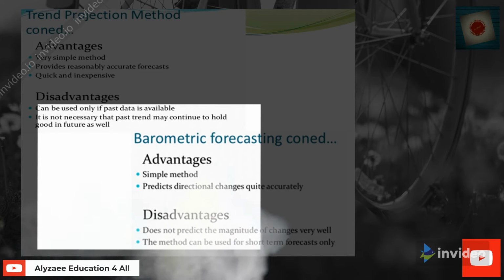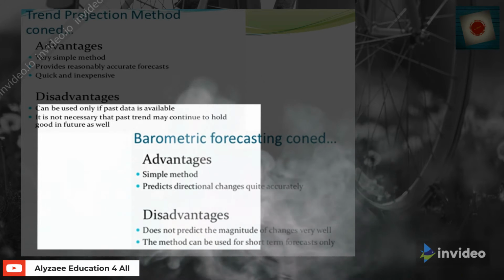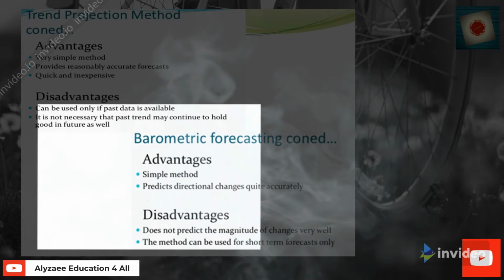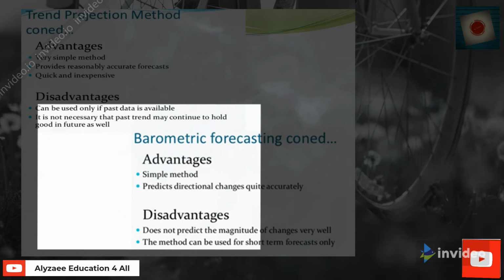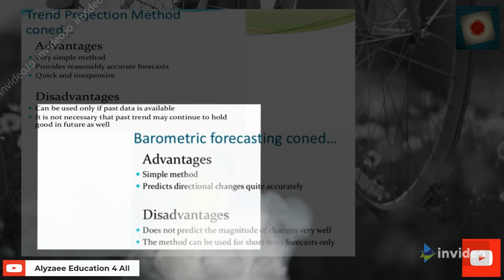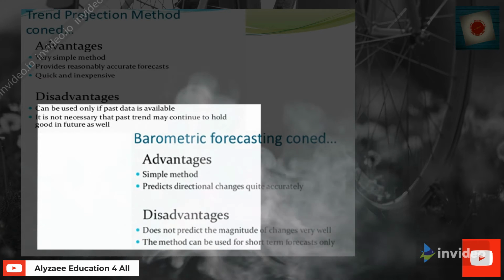Trend projection method, the advantages are: a very simple method, provides reasonably accurate forecast, quick and inexpensive. Disadvantages: can be used only if past data is available. It is not necessary that past trend may continue to hold good in future as well.